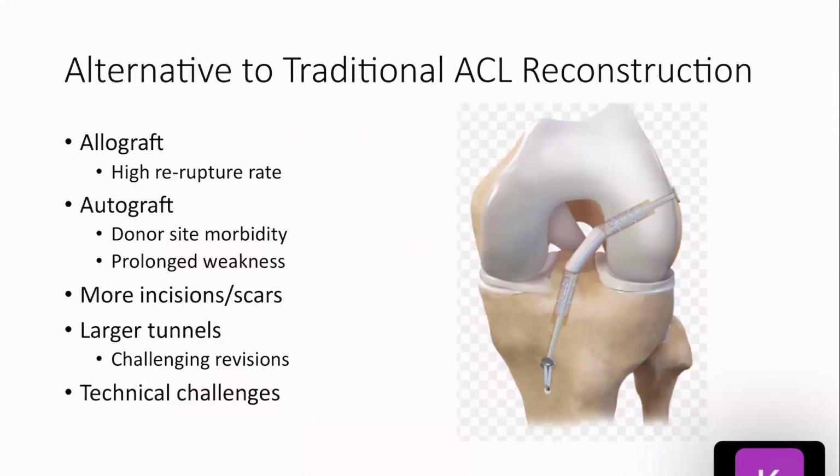soft tissues. There are more and possibly larger incisions involved, and a reconstruction leading to more scars and possible sites of infection. In a reconstruction, you are required to drill larger tunnels, leading to larger holes in the bone, which could lead to challenging revisions. And in general, ACL reconstructions are technically more challenging, with several tedious steps, which all require some troubleshooting if they do not go as planned.